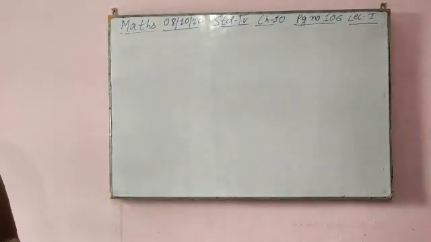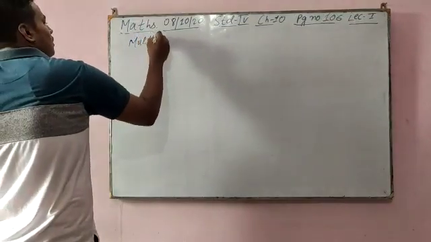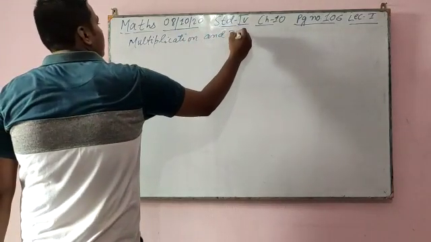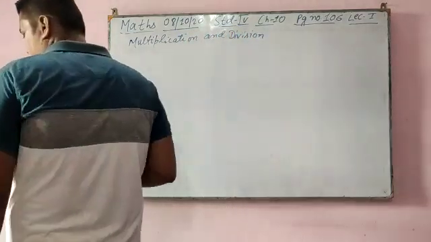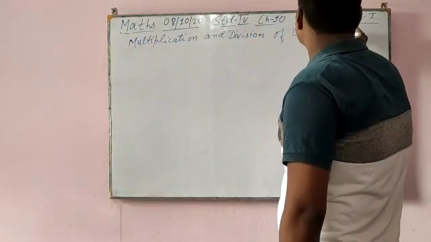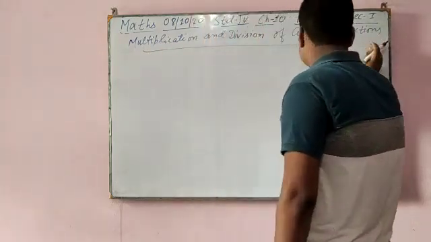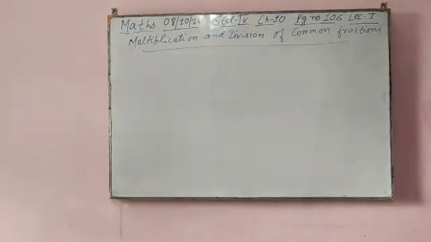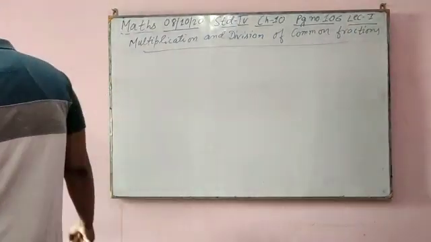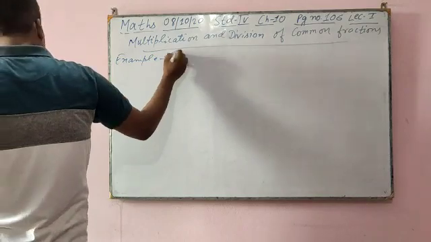Okay. Now new chapter 10, multiplication and division of common fraction. See, we have seen first common fraction, we have seen addition and subtraction of common fraction. This is new chapter 10. So now we will see multiplication and division of common fraction. So come to example 1.